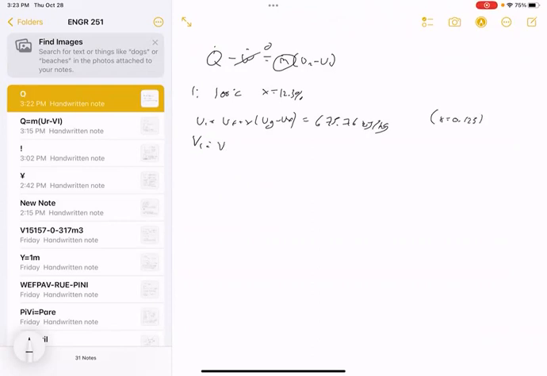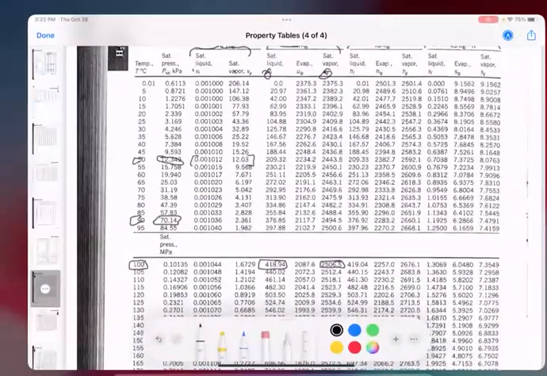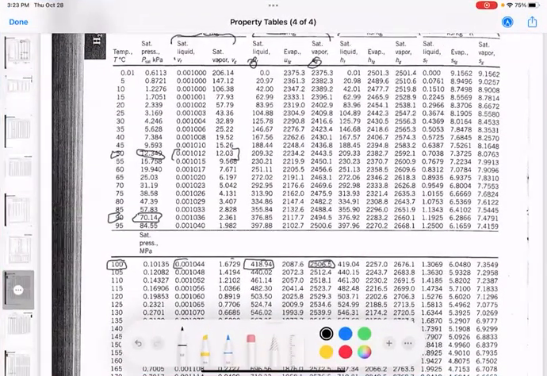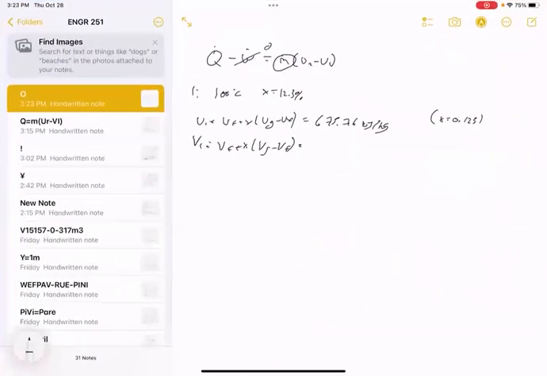So vf plus x times (vg minus vf) equals, and just again to show you where that's coming from, it's the difference between this value and this value, or more accurately, it's 12.3% of the way between them. And if you do that, you will get a specific volume of 0.2066 meters cubed per kilogram.